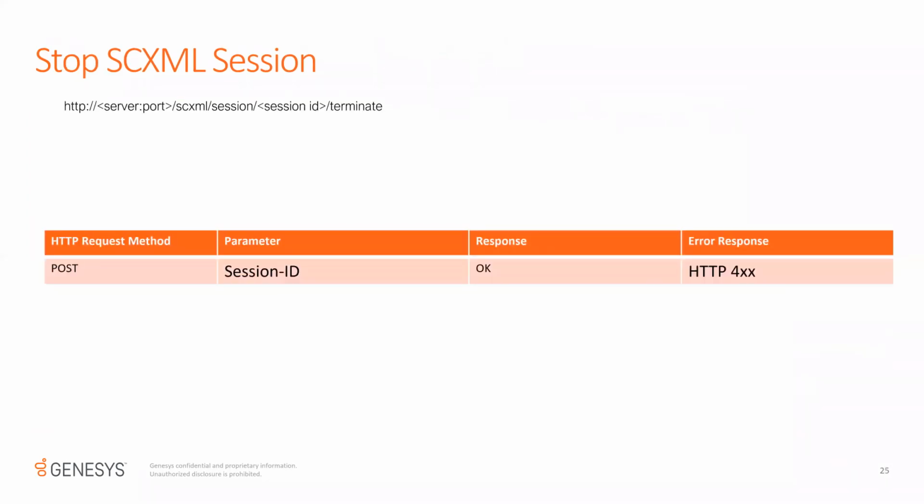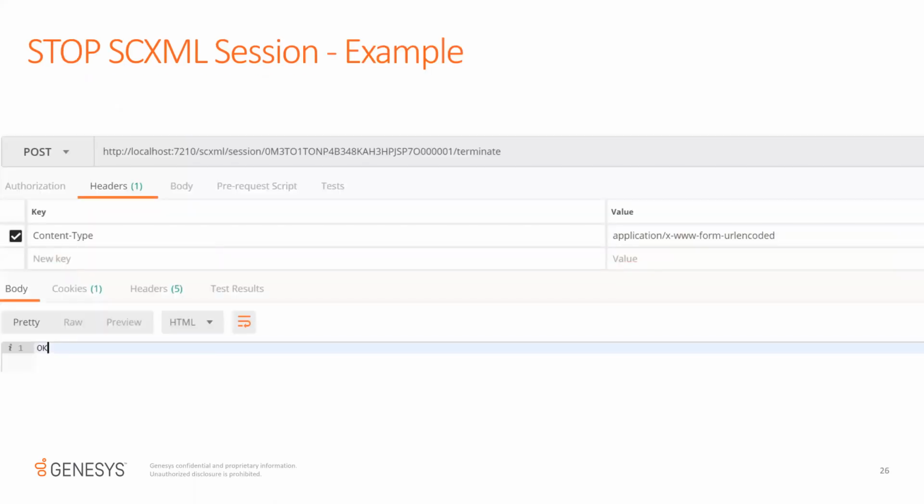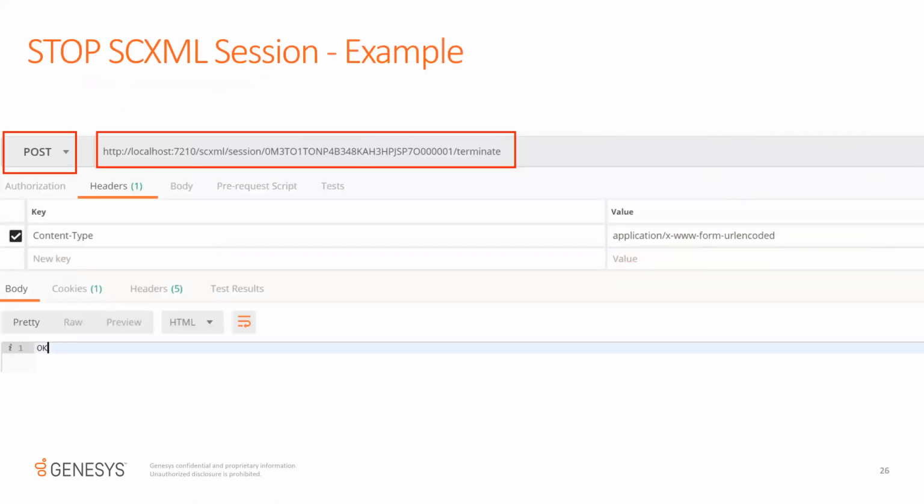To stop an SEXML session, we'll send your session ID to terminate as a parameter in an HTTP POST request, and the response we are waiting for is 200 OK. So if you see the POST request and the URL is my session ID, you can see I have a session ID map over here, and terminate, and the response I received is 200 OK.